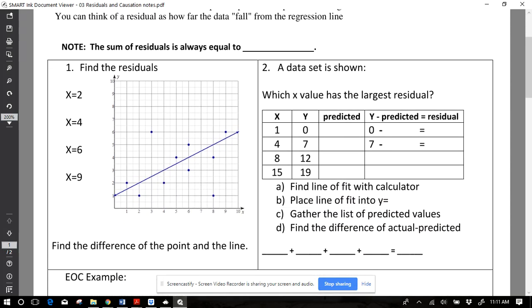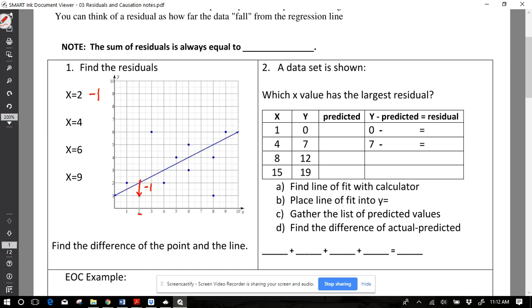We're going to look at example number 1, and we're going to find the difference of the point in the line at x equals 2. So I'm going to go on the x-axis to where I see 2. I am going to start at the line of best fit, and I'm going to ask myself, where is the plotted point at x equals 2? And the point is right there. So how do you get from the line of best fit to the point? I would have to go down 1. So the residual is -1. And that's it. The residual is -1.